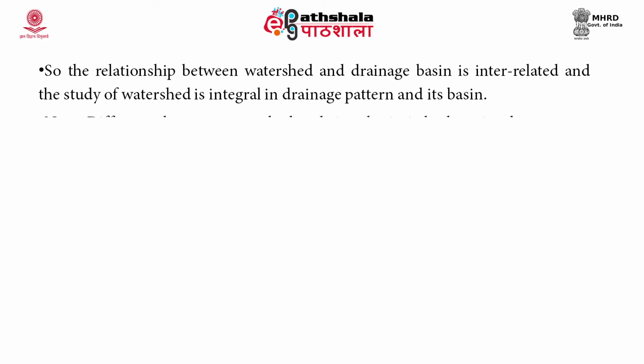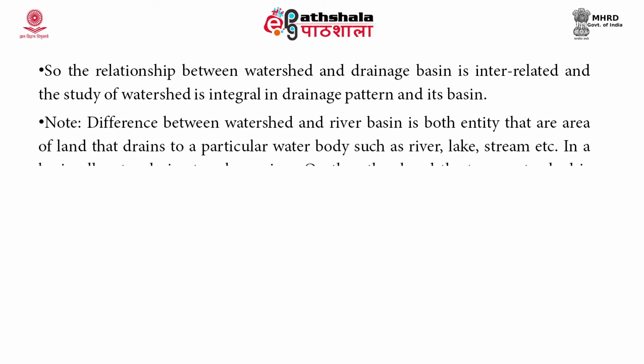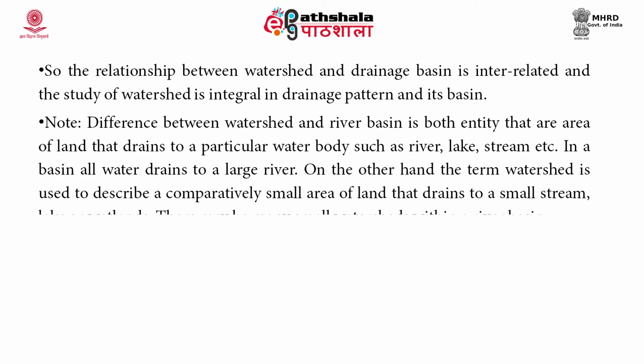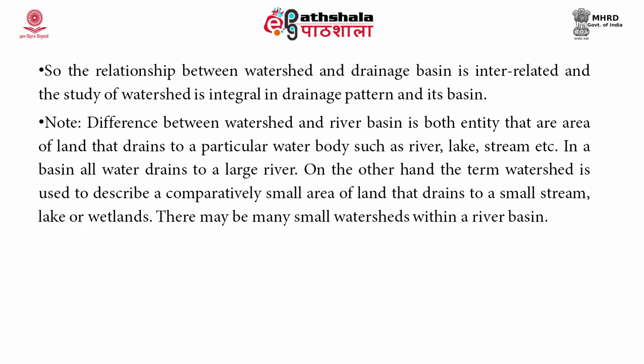Here a note can be made on the difference between watershed and river basin. Both are areas of land that drain to a particular water body such as a river, lake or stream. In a basin, all water drains to a large river. On the other hand, the term watershed is used to describe a comparatively small area of land that drains to a small stream, lake or wetland. There may be many small watersheds within a river basin.